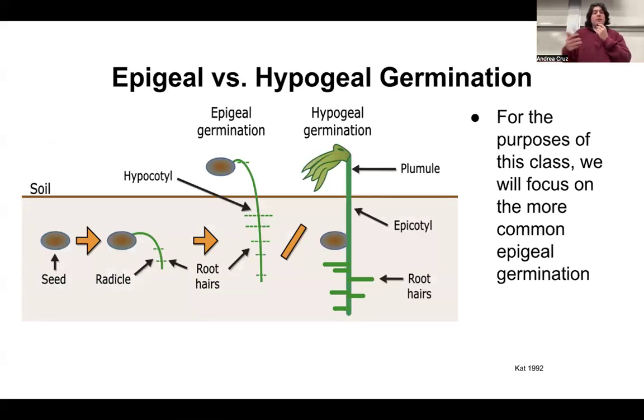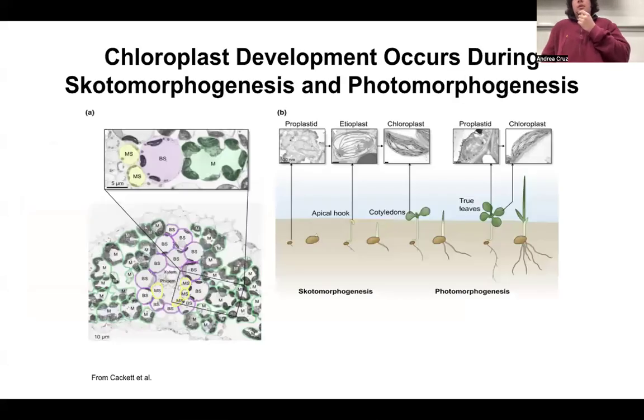Here we just have a diagram going over what I said. You guys can see the epicotyl in the hypogeal germination slowly growing above the ground. Just a quick example for you guys.